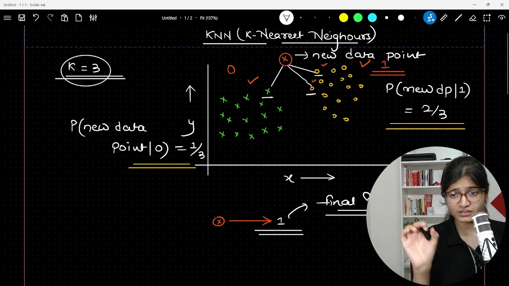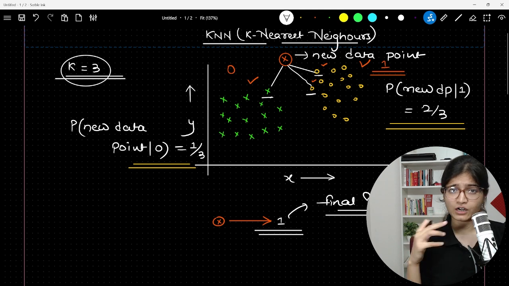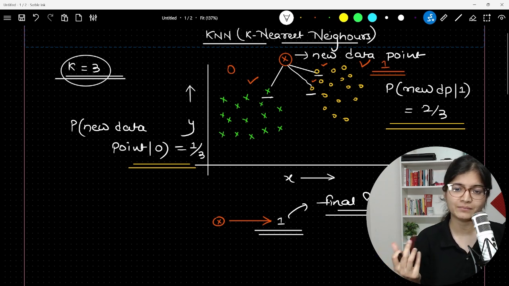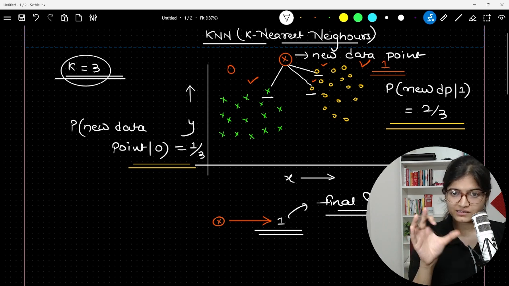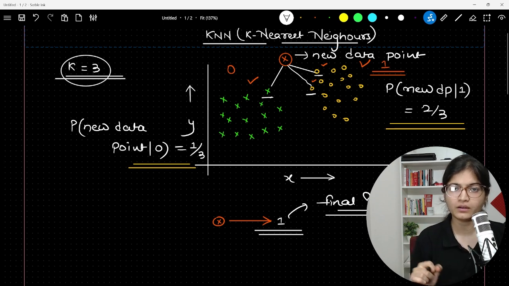By the way, this algorithm is used in a lot of other algorithms also. For example, we have a technique of SMOTE, where we try to generate synthetic data points in the oversampling technique. There also this same KNN algorithm is used to generate new samples. So what I'm trying to convey here is please try to understand this algorithm in great detail.